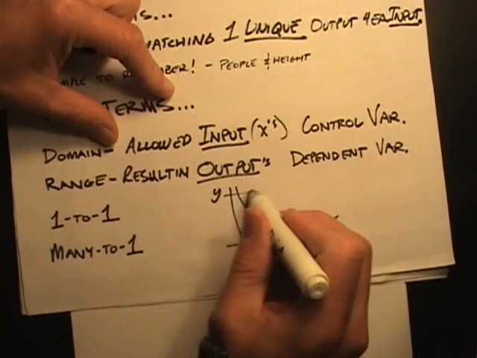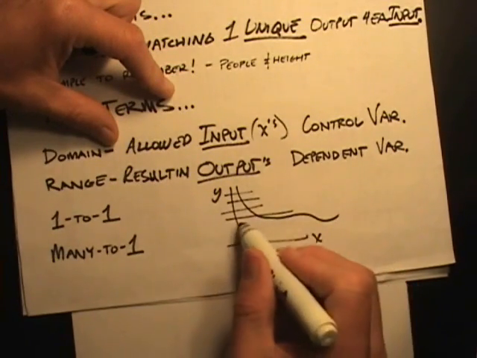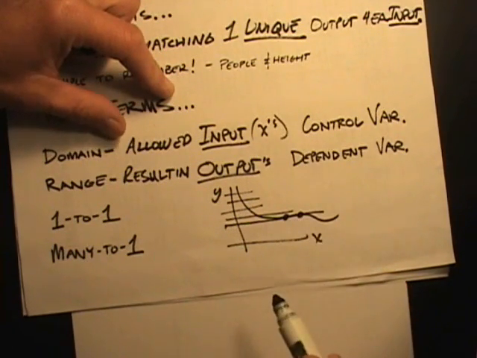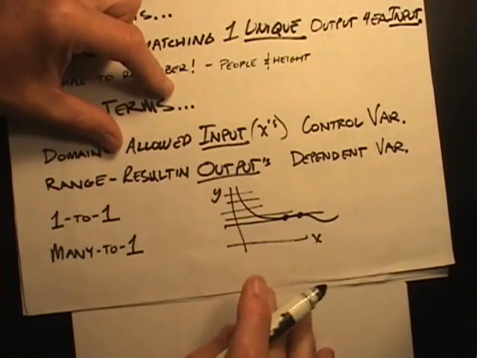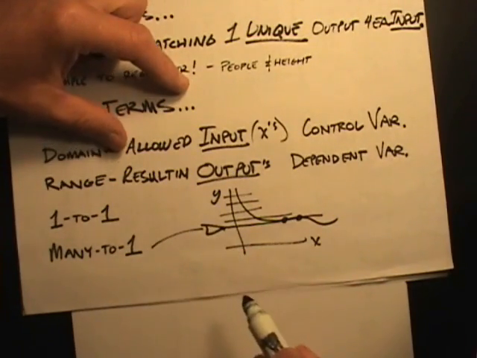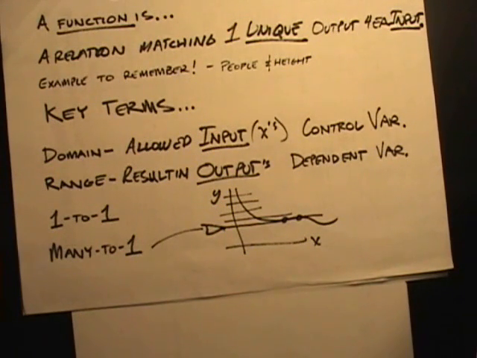So here the function is one-to-one, one-to-one, one-to-one, but here it's getting questionable. And here, if it hits in more than one place, that's where it loses its one-to-oneness and would then be called many-to-one, because it'll have two or more outputs that are repeated for different inputs. So there are some key terms.